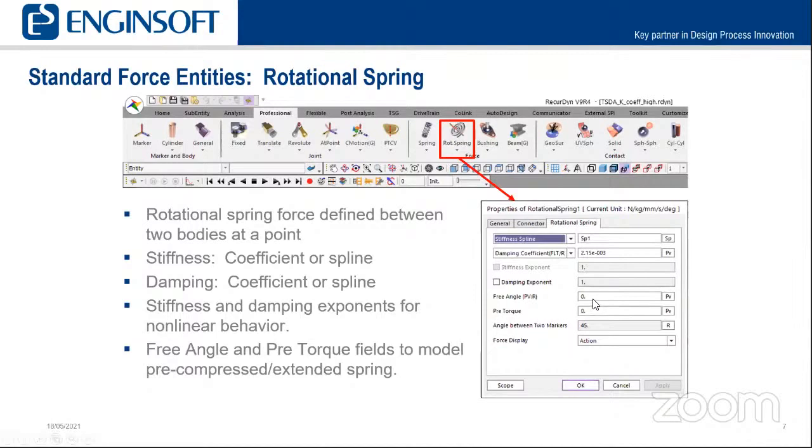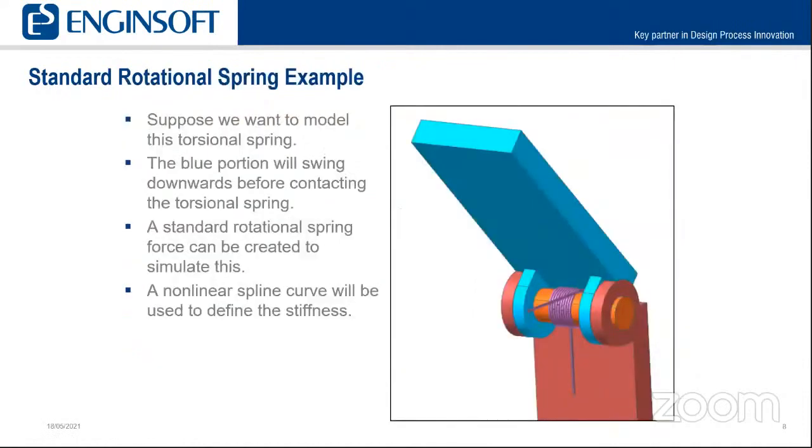And here we have the free angle and pre-torque fields, which are again used to model a pre-torqued spring. Basically everything looks fairly similar to the translational spring, except just everything's in the rotational degree of freedom. So an application of this would be, suppose that we want to model this torsional spring shown in purple. What's going to happen is that this blue portion of this mechanism is going to fall downwards due to gravity, and it's going to fall freely until it hits the torsional spring.